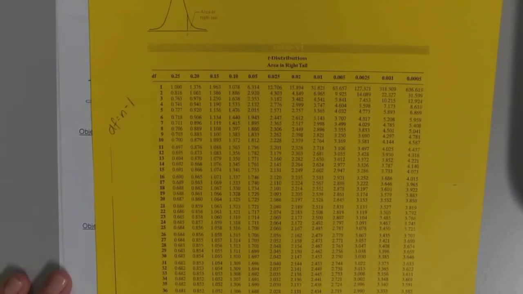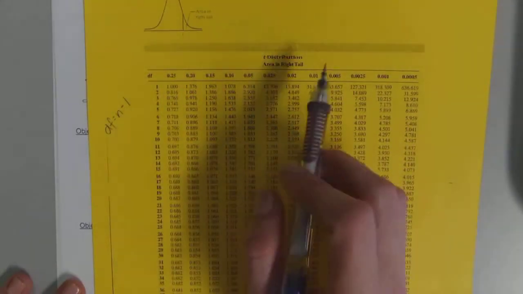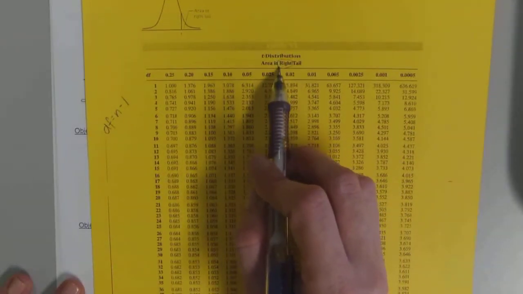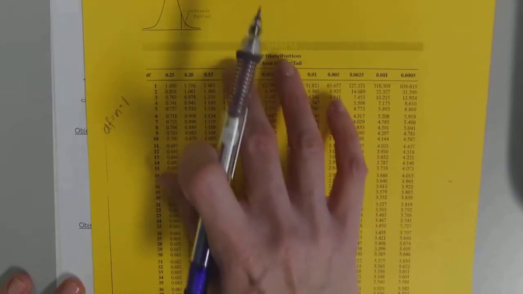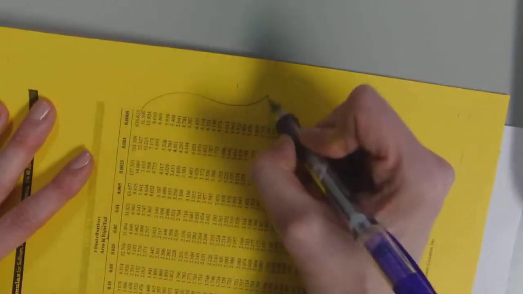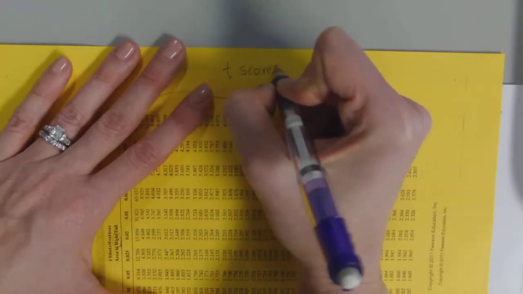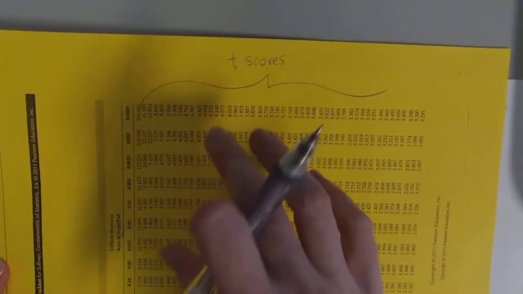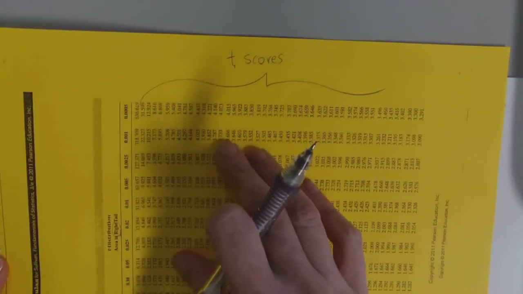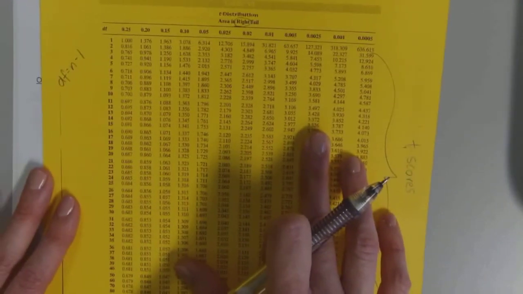Let's remind ourselves that we find degrees of freedom by taking our sample size minus 1. This chart's actually easier to read because, notice up here, this is the area in the right tail, so keyword: right tail. And all of these are actually the t-scores in here. I'm going to write that off to the side. So turn it sideways. These are all the t-scores, where on your z chart, those were all the areas, right? So these are all the t-scores.